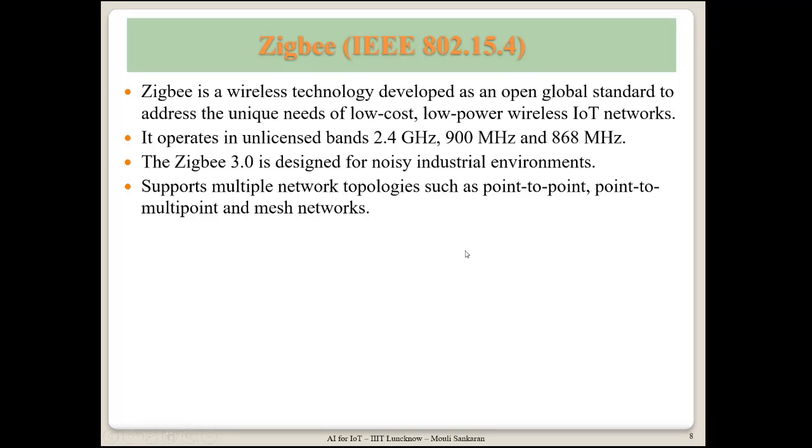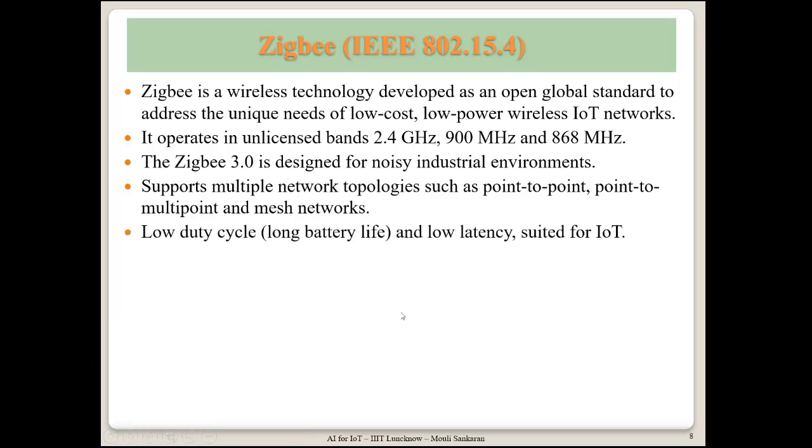It has multiple topologies, which you might have studied in networking: point to multi-point, and mesh networks. Whereas UWB is only point to point, and that also simplex. Information flows only in one direction, not even two directions. And Zigbee has a long battery life, low power, low latency, relatively well suited for IoT.